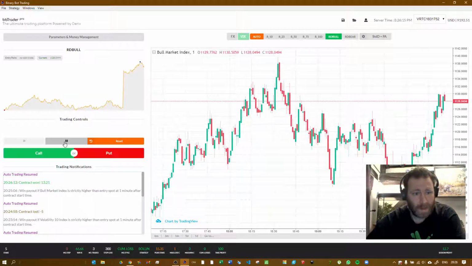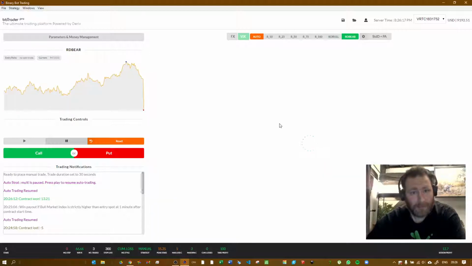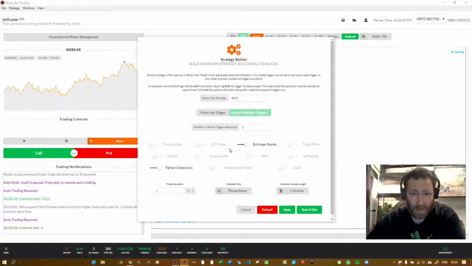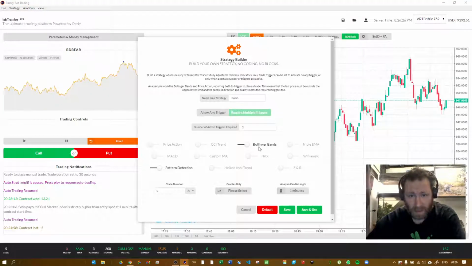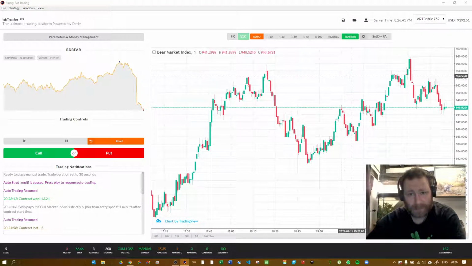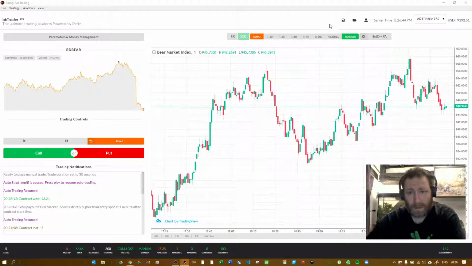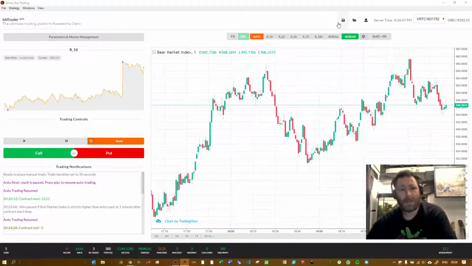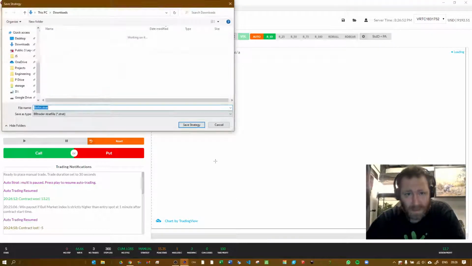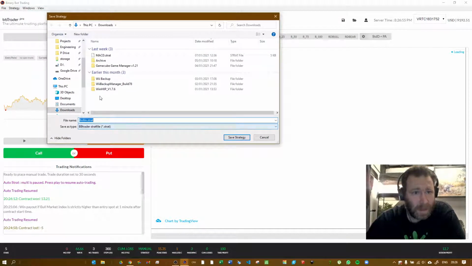So I'm going to pause that because the market's messy as it is anyway. So yeah, that's how you put together a strategy combining something technical like a Bollinger Band and marrying it with pattern detection with candles. So that's saved. What I will do is I'll export that as a strat file, and then that can be saved. My computer's horrendously slow when I am screen capturing.